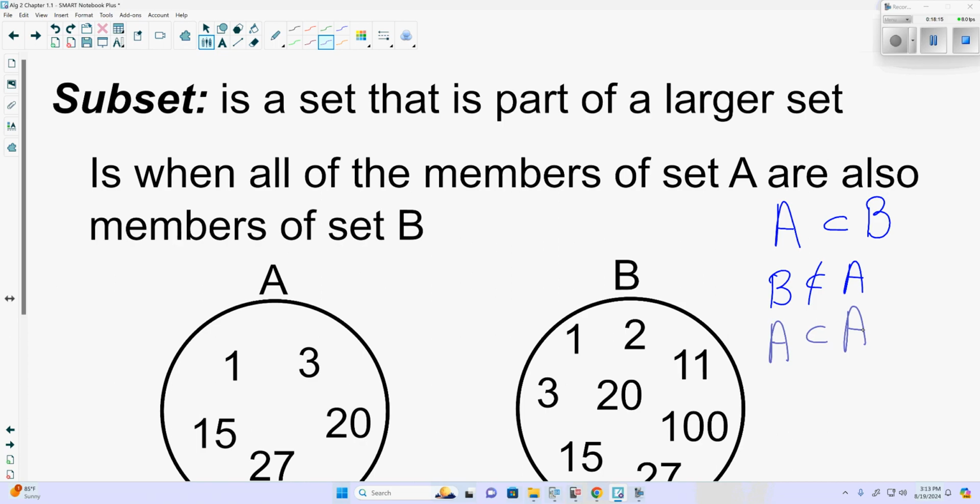A subset is a set that is part of a larger set. Everything in the set has to be contained in the other. So it doesn't necessarily have to be larger. It can be the same thing. So any set can be a subset of itself.